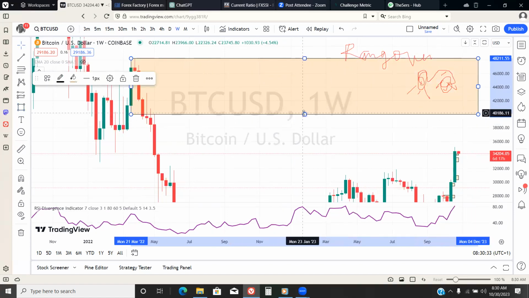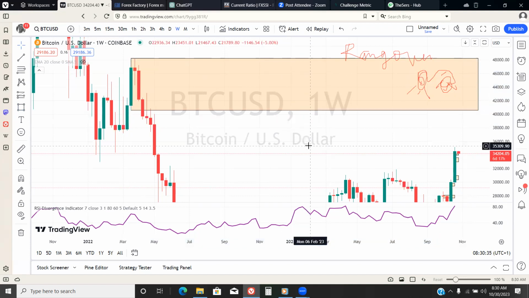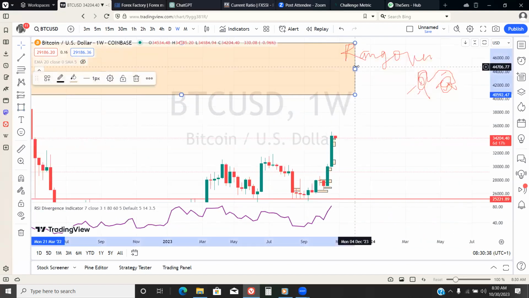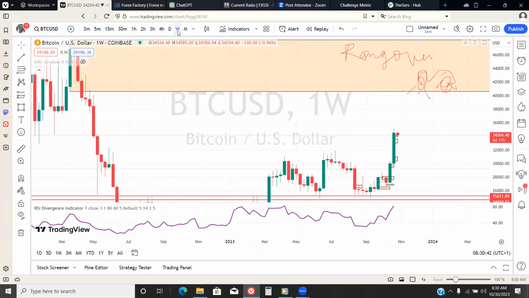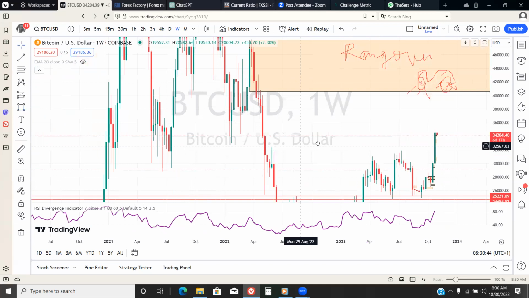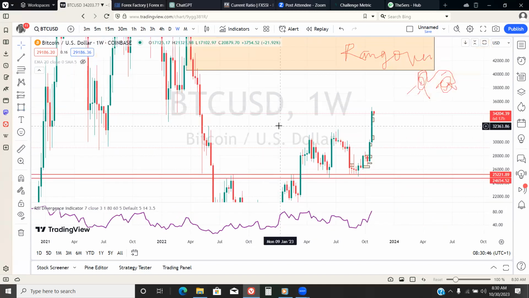And I'm not missing words. This is where I'm expecting BTC USDT to come later in the future.